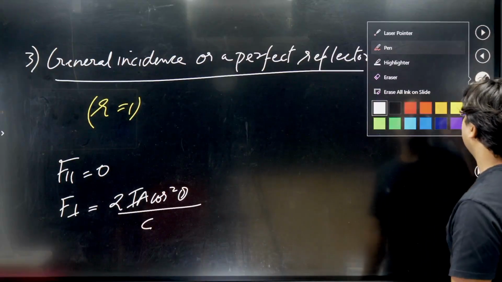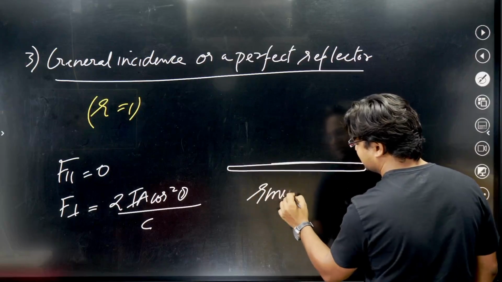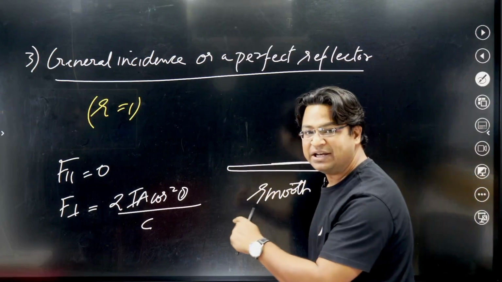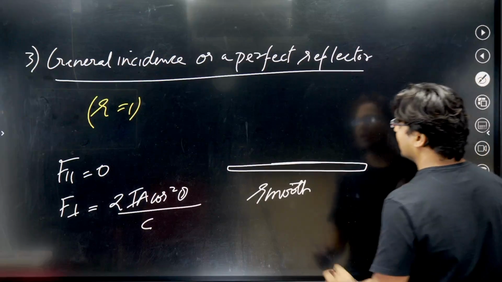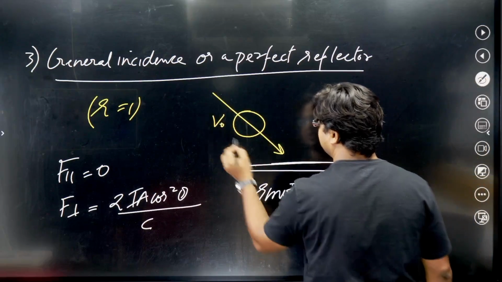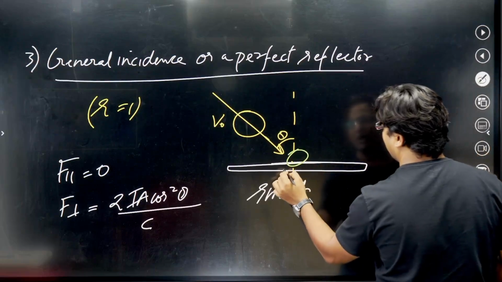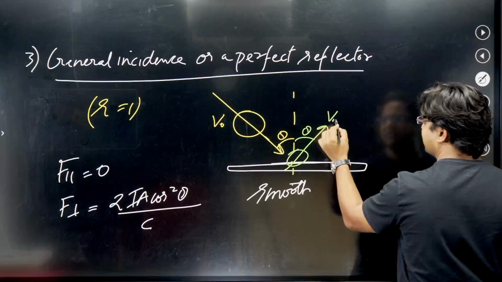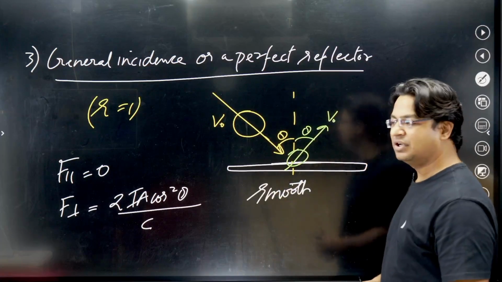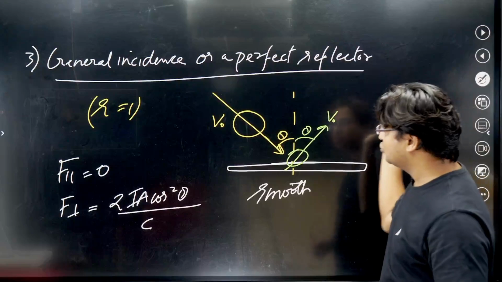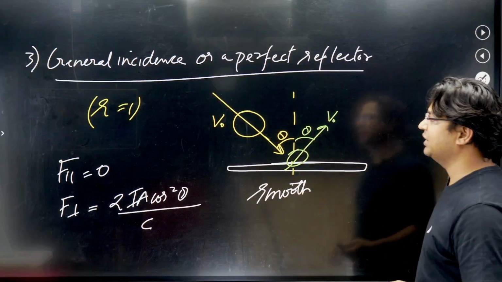And what is the equivalent situation in mechanics? This is a plank, and this plank is perfectly smooth, so it cannot offer any impulse in the horizontal direction. When a ball comes, let's say with a velocity v0, it strikes at some angle and then bounces off at the same angle with the same speed, because there was no impulse of friction. So there was no momentum change in the horizontal direction, and therefore there was no F parallel. This would be the mechanical equivalent of the situation.